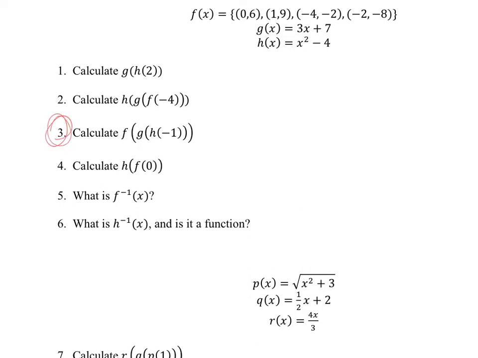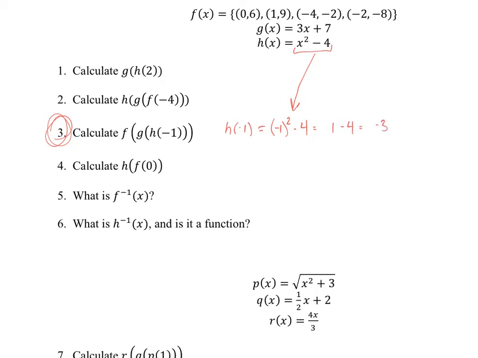I'm going to calculate, this is how it's read, f of g of h of -1. So the function I'm going to begin with is h of x, and I'm going to plug in -1 for x. So I'm going to do h of x when x is -1. Now for that, I'm going to use my h of x function, right? That's this. So instead of x, I'm going to use -1. All right, so that's -1 squared minus 4, which is 1 minus 4, which is -3.